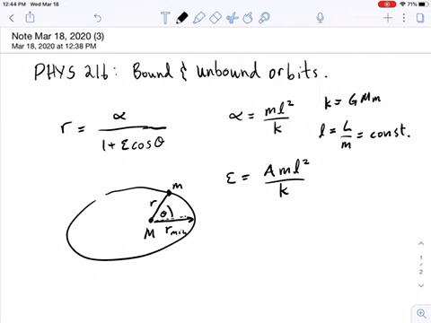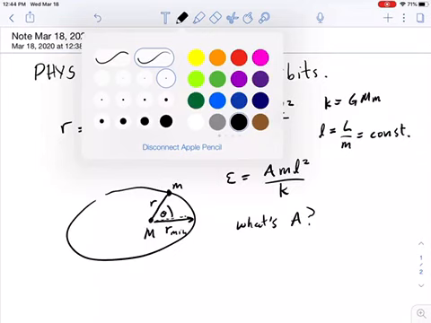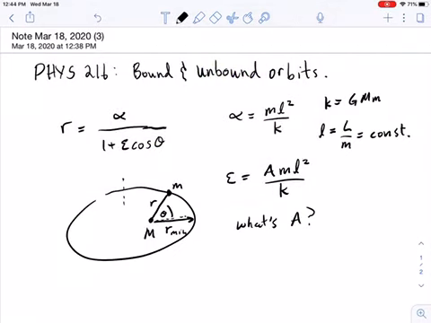We were still left with one integration constant, and it's this capital A. And so part of what's going to motivate this video is, can we figure out what A is related to, or more specifically, can we figure out an expression for the eccentricity epsilon in terms of only parameters that have physical meaning, not some integration constant A. And so the eccentricity, remember, this distance from the focal point to the center of the ellipse was the eccentricity times A, where A is the semi-major axis.